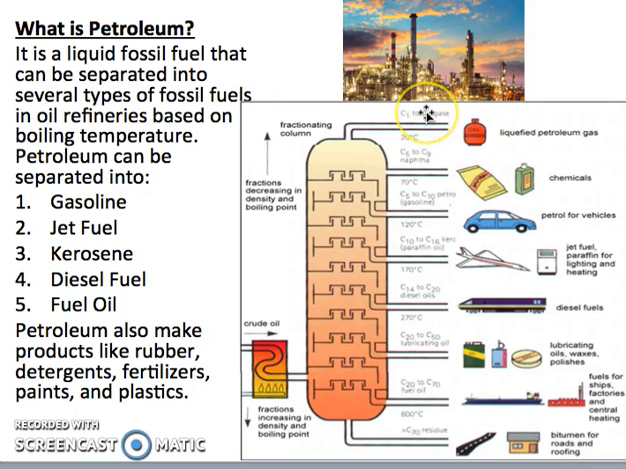So this diagram basically just shows you the different temperatures at which different fossil fuels burn or boil, and these pipes kind of represent how they collect that gas once it boils, and they cool it down to form different products. So all of these different products were formed from different forms of petroleum that were boiled off at different temperatures.